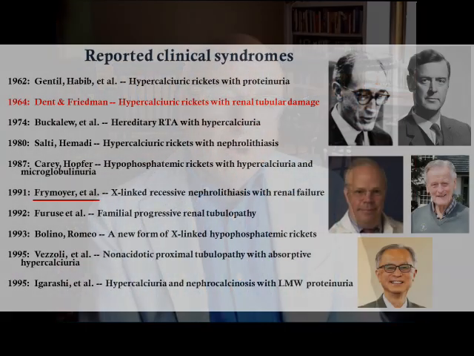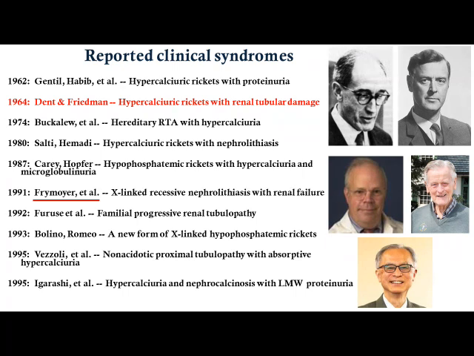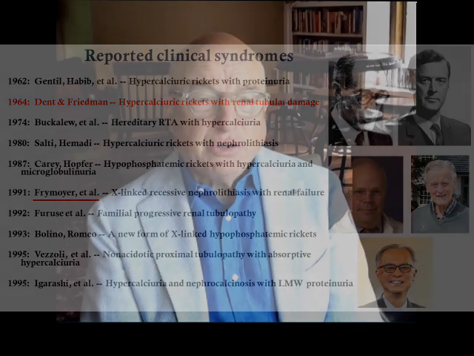In 1974, Vardaman Buckaloo in North Carolina, who's the distinguished-looking gentleman in the sweater pictured below Oliver Wrong, reported a family with what he described as hereditary RTA with hypercalciuria. Years later, when it was confirmed that they had mutations in CLCN5, he acknowledged in print that his description that it was hereditary RTA was incorrect, that the acidification defect was in fact secondary, most likely, to the nephrocalcinosis and not a primary feature of the disease. And so it was clear that they had Dent disease.